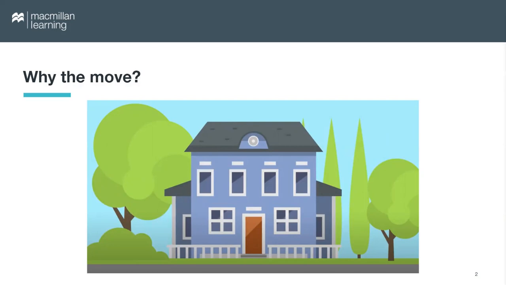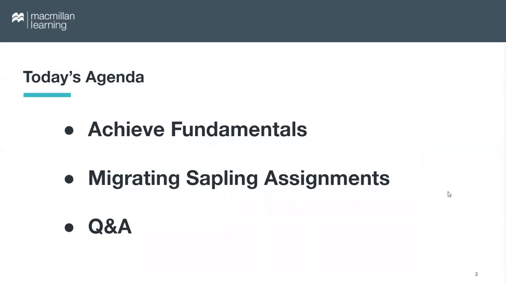move on. So to get started, let's take a little tour around our home first. We're going to talk about the Achieve fundamentals. Then we're going to get into migrating our Sapling assignments or copying them over from Sapling to Achieve. And then we'll get into a Q&A and get all those questions that you have answered.